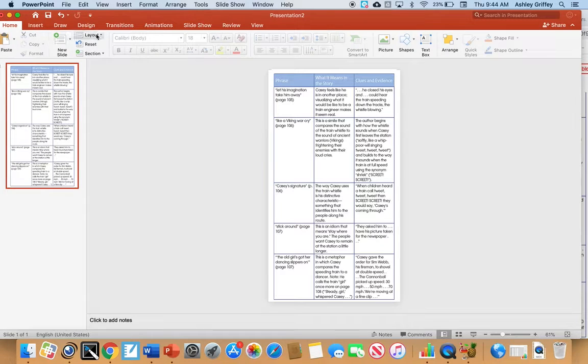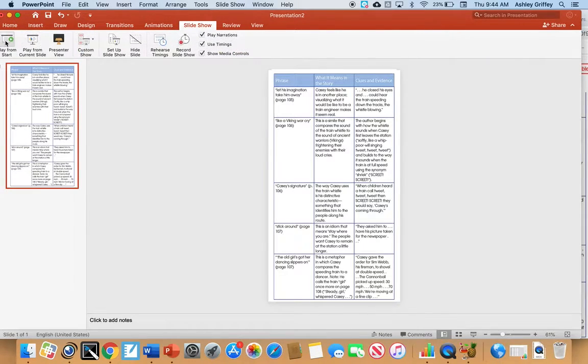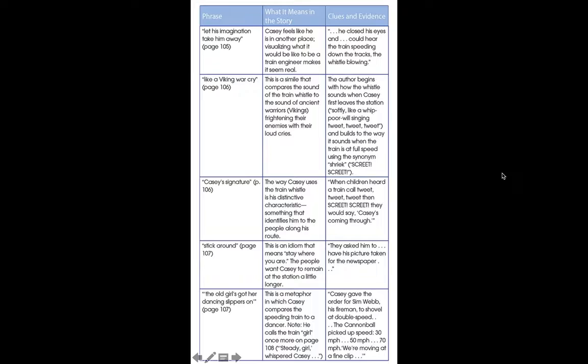Good morning, fourth graders. I am going to start this slideshow here so we can take a look at this as I walk us through what we're going to do today for our reading mini lesson. So yesterday we read the story Casey Jones.